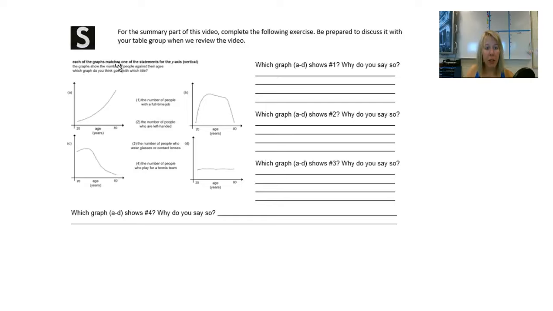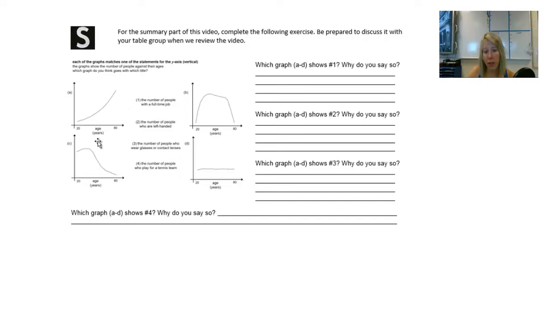You have each of the graphs and they match a statement that's in the middle, and the statements are about the y-axis, the vertical axis. The graphs show the number of people against their ages. So first you need to figure out which graph goes with which statement. And it's all listed off to the right here. So which graph, A through D, shows number 1? A hint is to look at the age and think about what's going on.